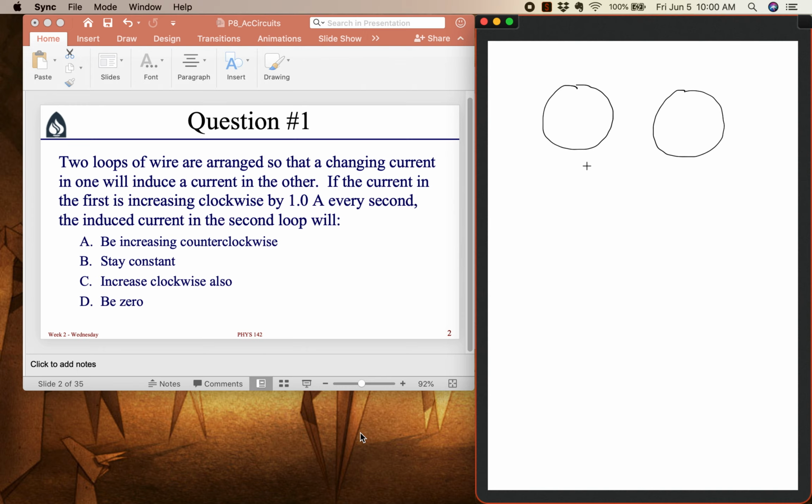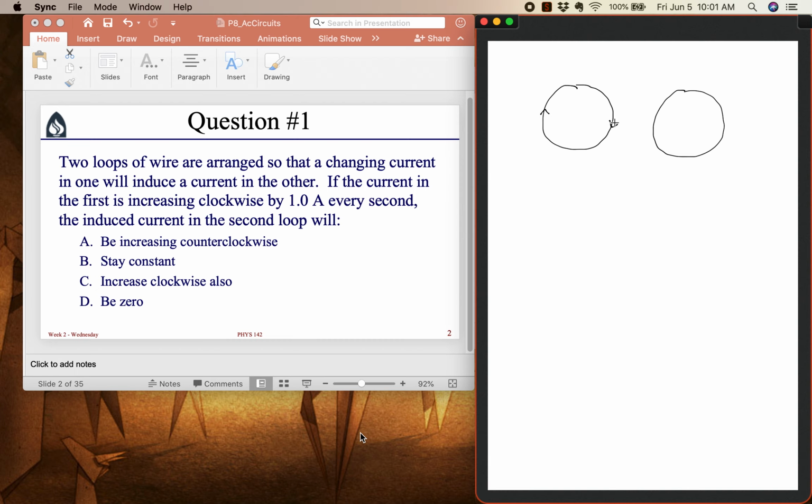So they're sitting next to each other, and the current in the primary is increasing clockwise by 1 amp every second. So in the primary loop we have a clockwise current, and it's increasing by 1 amp every second. So if it's going clockwise, then the magnetic field that it's making, if we use that second right-hand rule to determine magnetic field direction made by a current, we would grab the loop with thumb in the direction of the current, and we would find that our fingers sweep downward.